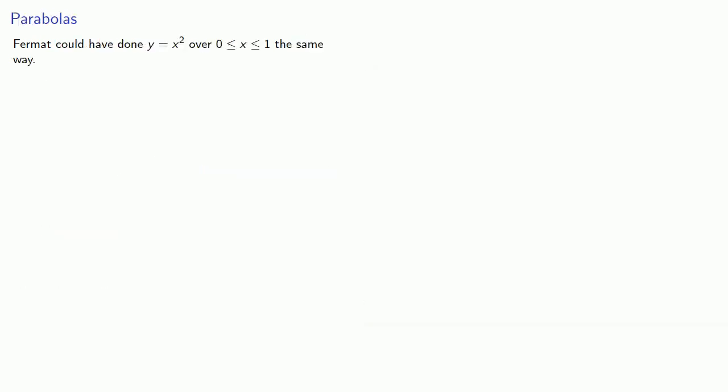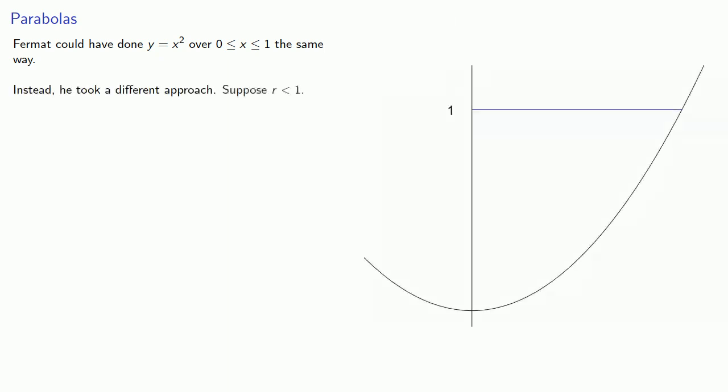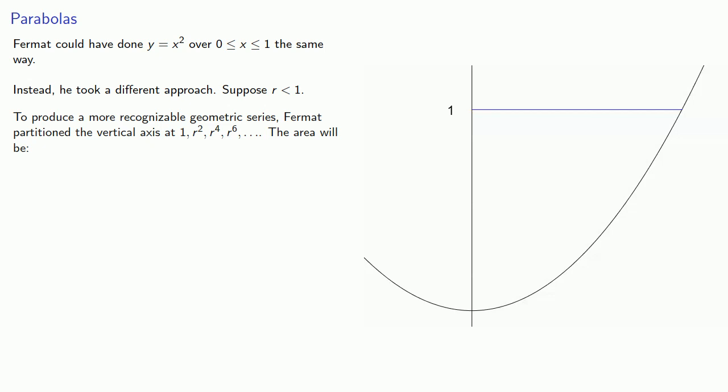Now, Fermat could have done y equals x squared over the interval between 0 and 1 in exactly the same way. Instead, he took a different approach. Suppose we take r less than 1. To produce a more recognizable geometric series, Fermat partitioned the vertical axis at 1, r squared, r to the fourth, r to the sixth, and so on. And again, he computed the areas.